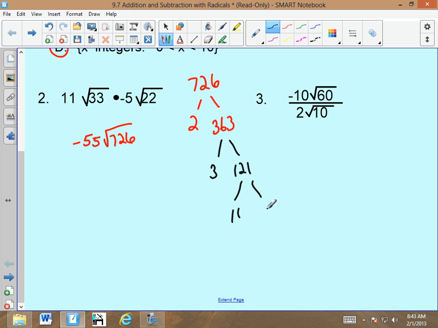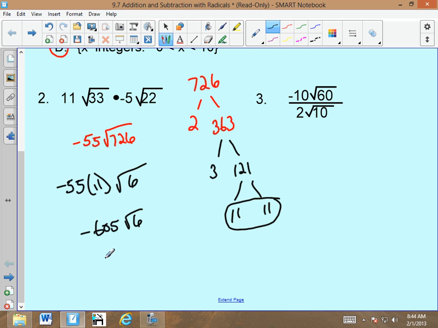So 11 times 11 is 121. 11s are prime, and there's 2 of them. So this right here, 726, is 2 times 3 times 11 times 11. So I can pull 11 out. Negative 55 times 11. 6 has to stay inside. So now I get my calculator and I go negative 55 times 11 equals, that's negative 605, square root of 6. That's my answer.